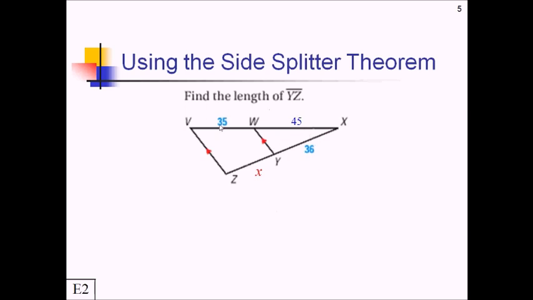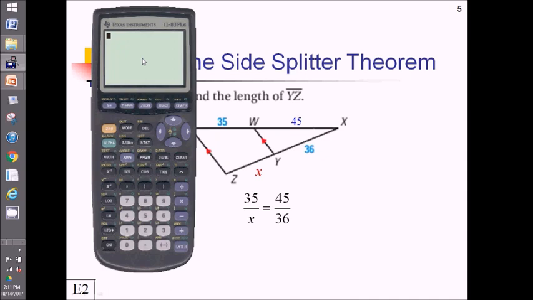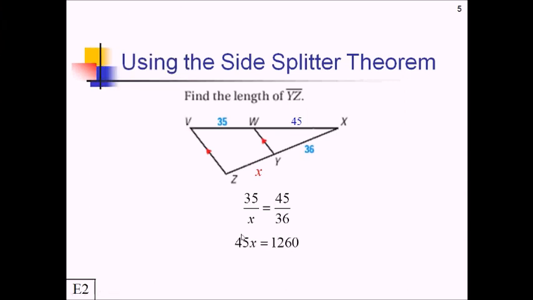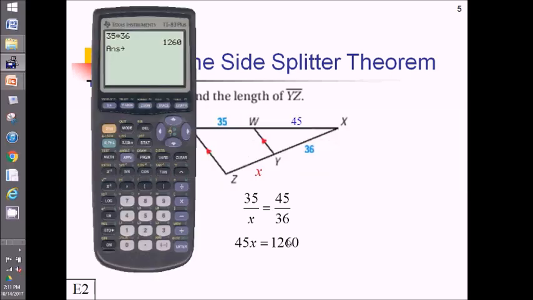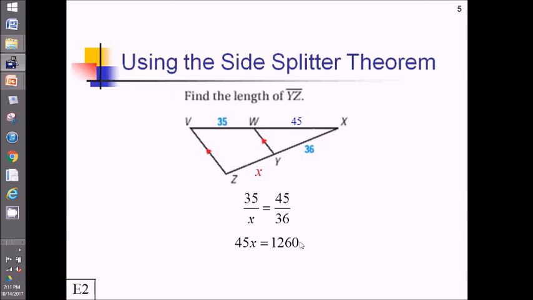I'm going to say 35 over x equals 45 over 36. And then cross multiplying, I'm going to get out my calculator actually. So I've got 35 times 36, which comes out to 1260. 45x equals that, so I have to divide 1260 by 45, giving me 28.